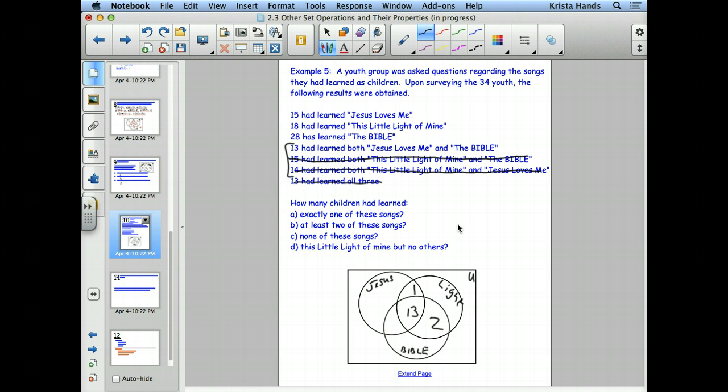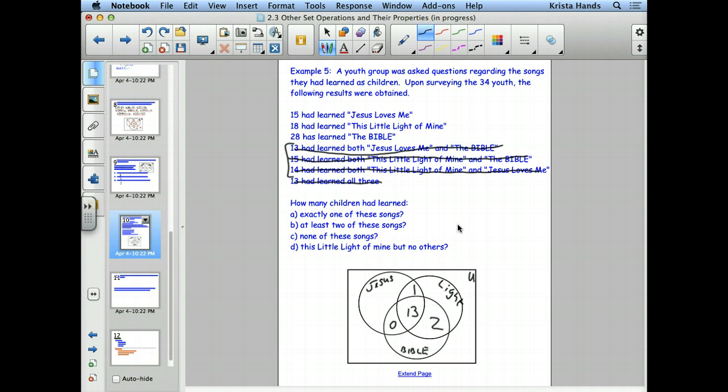The next one up from that is Jesus Loves Me and the B-I-B-L-E. So 0. Yeah, it's going to be a 0. That's okay. We can have a 0 in there. No negatives, but we can certainly have a 0. Alright, so we did all the intersections. Now what?